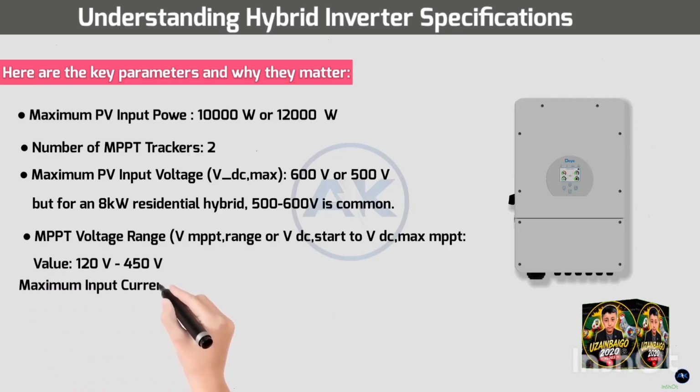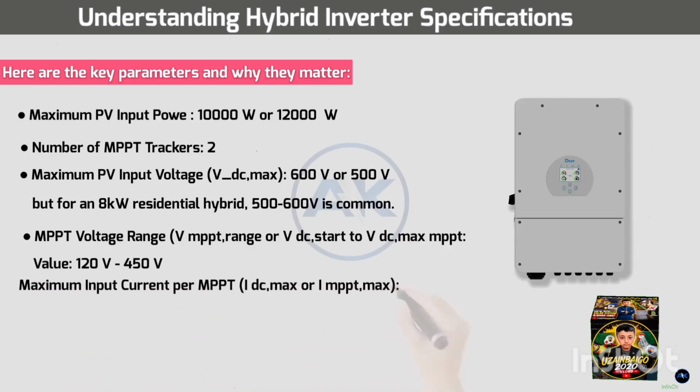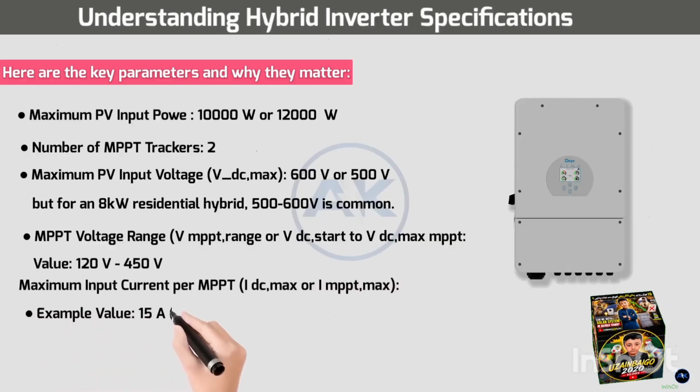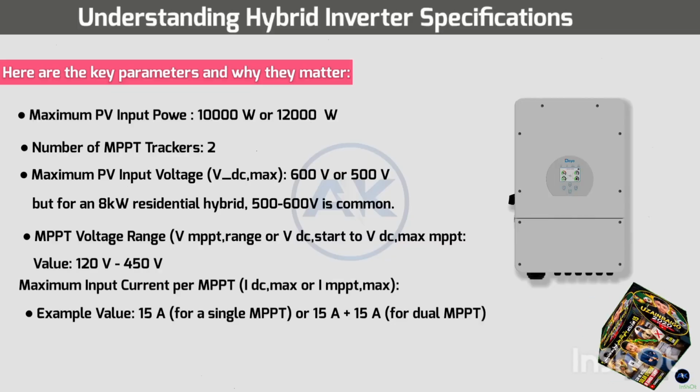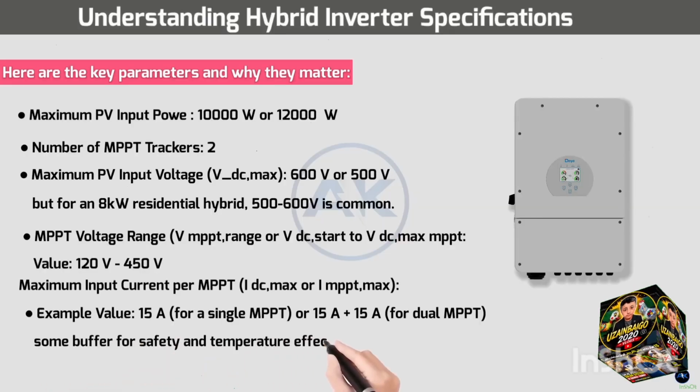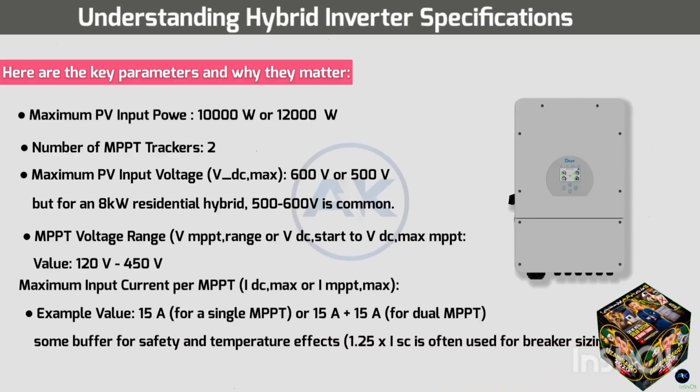Maximum input current per MPPT, IDC max or IMPPT max. Example value: 15 ampere for a single MPPT or 15 ampere plus 15 ampere for dual MPPT. This is the maximum DC current that each MPPT input can safely handle. Importance for string sizing: the ISC of your string or parallel strings, if applicable, must be less than or equal to this value, with some buffer for safety and temperature effects. 1.25 times ISC is often used for breaker sizing, but the inverter's input rating is a hard limit.